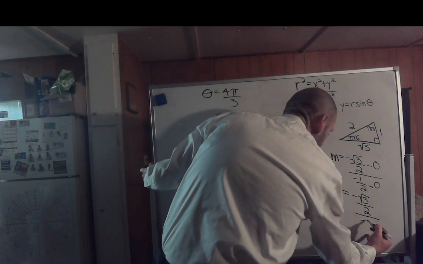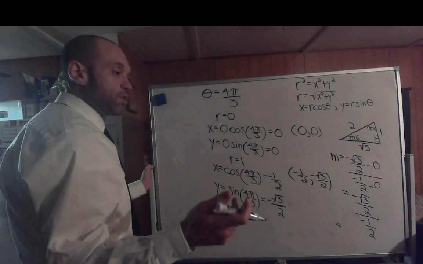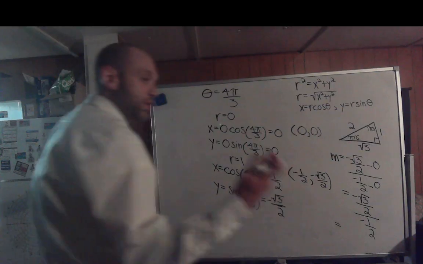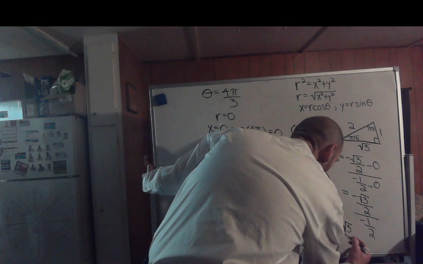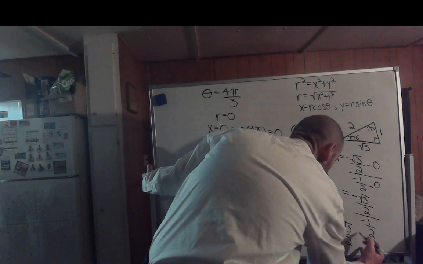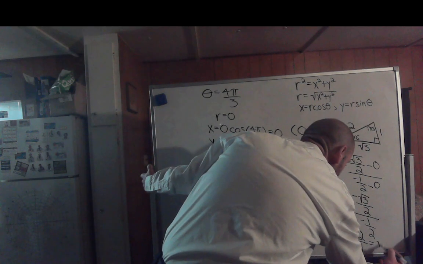Well, that's going to just give you negative square root of 3 over 2 divided by negative 1/2, which is a complex fraction, so you'll invert and multiply, and to top it off we have two negatives which are going to cancel out, so you'd end up with positive square root of 3 over 2 times 2 over 1, making your slope just a positive square root of 3.